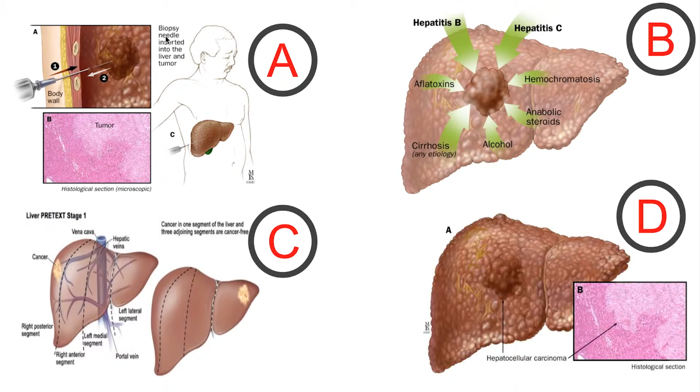Part A shows a biopsy needle inserted into the liver and tumor. As you can see, as the tumor starts to progress in this area here, the fractal dimension starts to multiply, as it does in Part D as well. Part B and C also show a close-up of the liver.